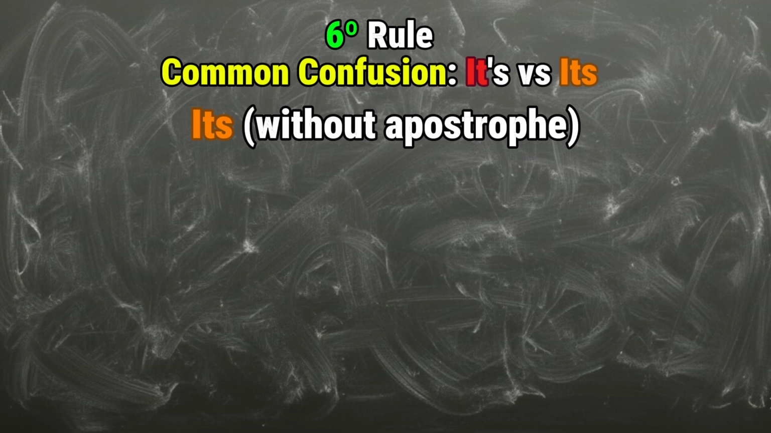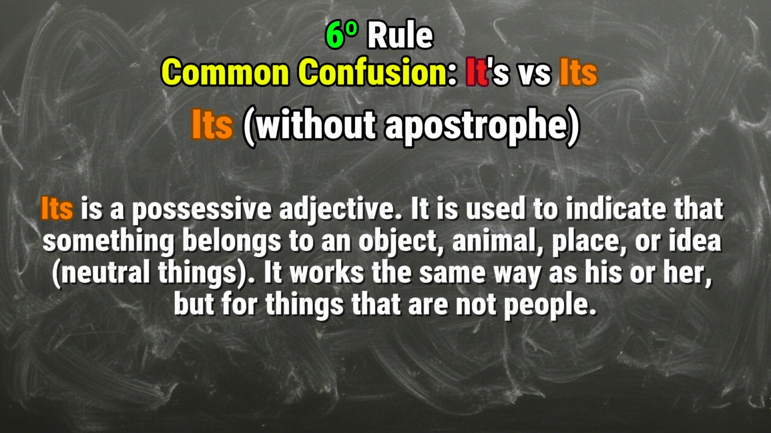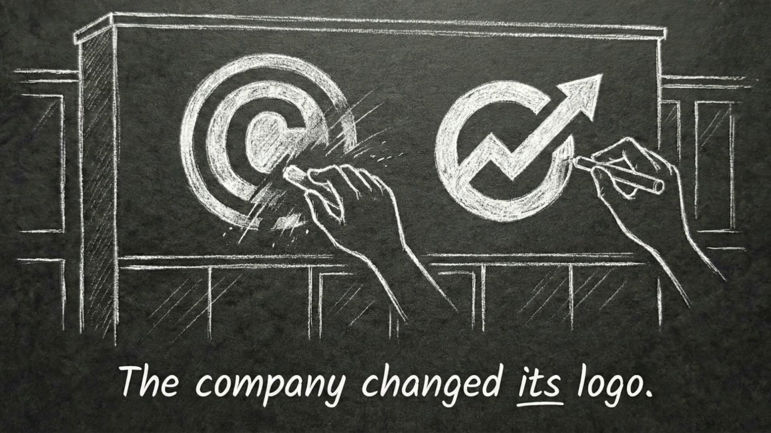Its, without apostrophe, is a possessive adjective. It is used to indicate that something belongs to an object, animal, place, or idea, neutral things. It works the same way as his or her, but for things that are not people. Example: the company changed its logo.